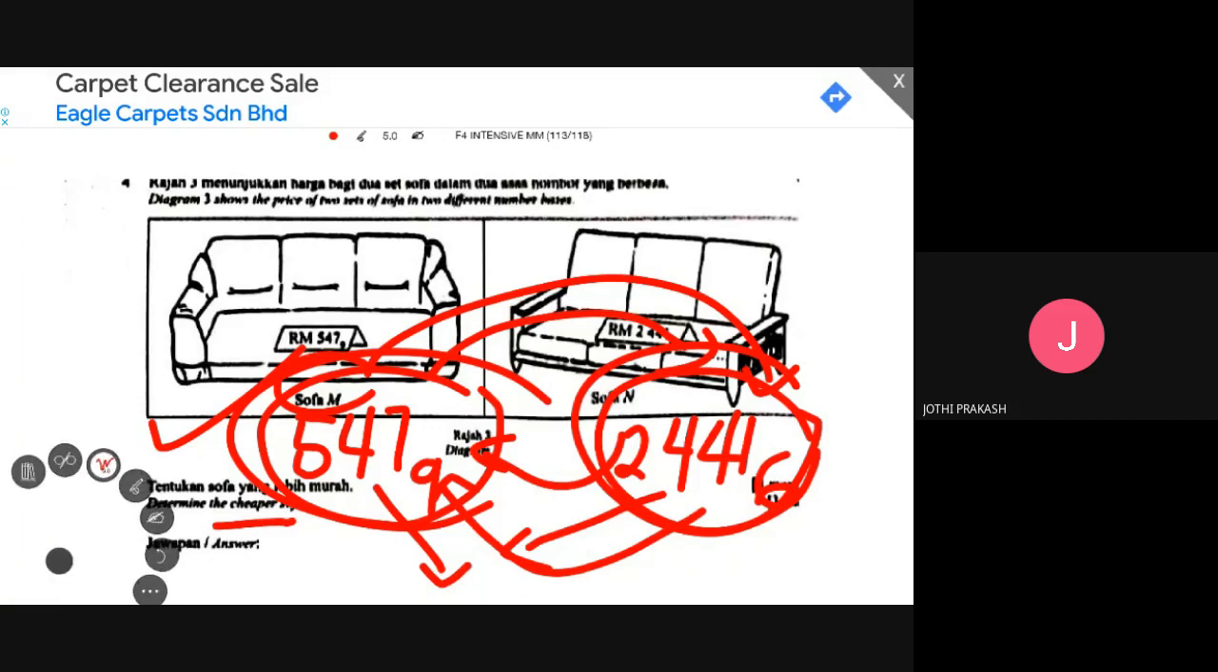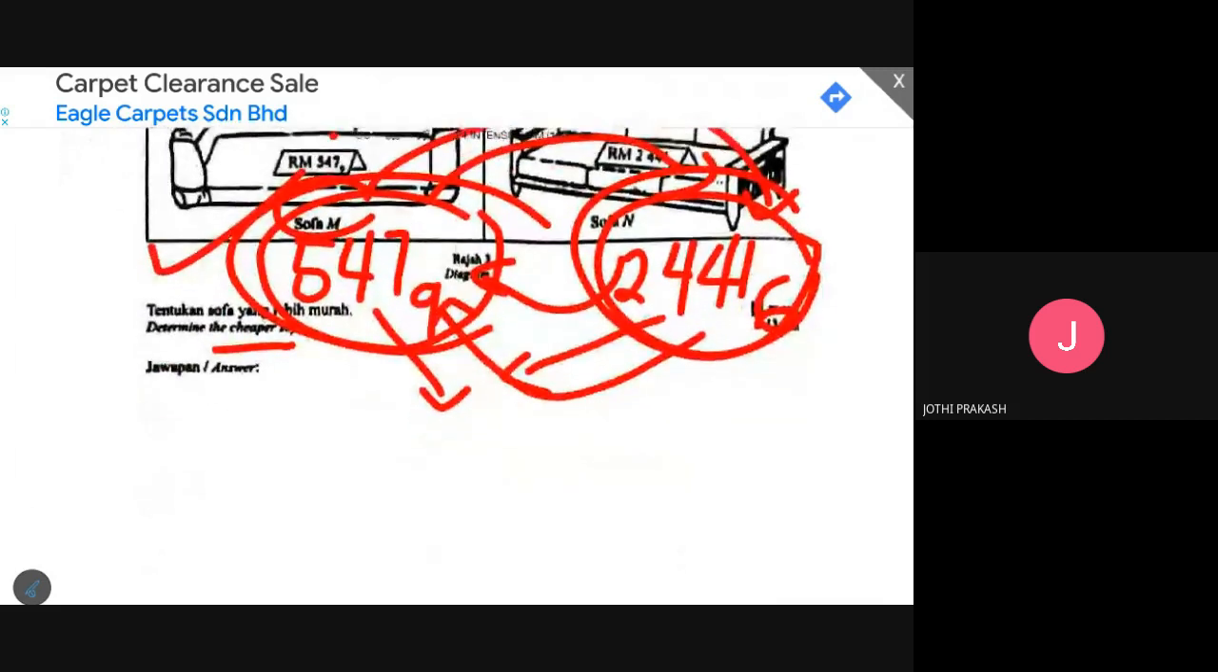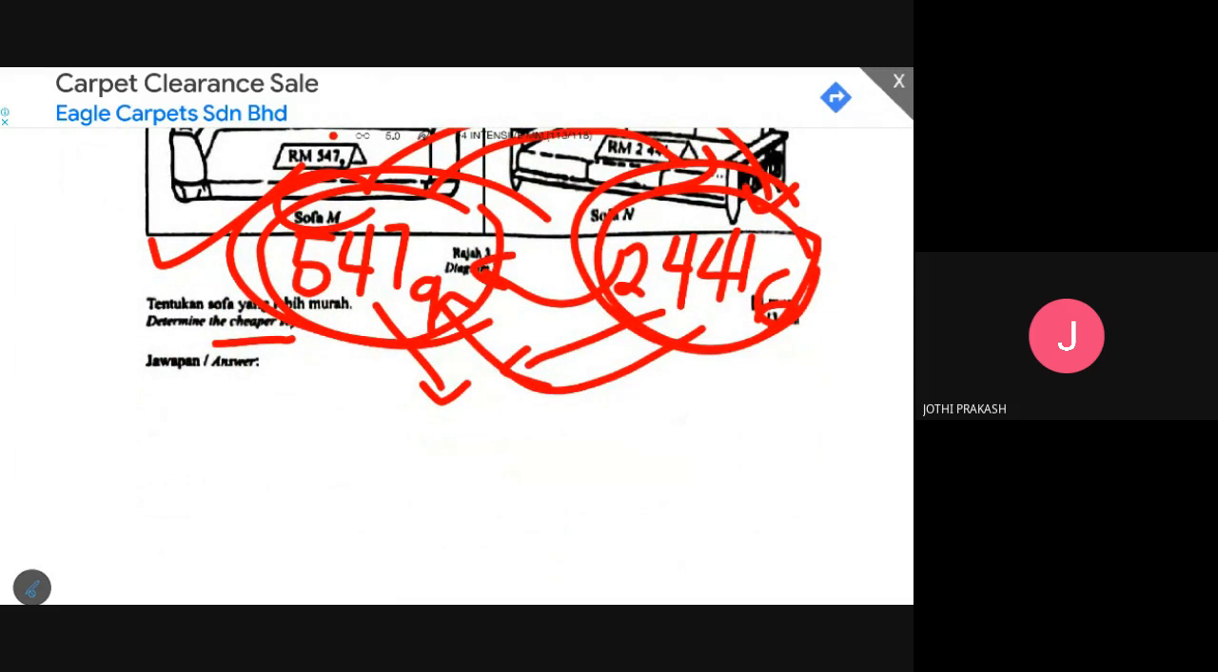So can you tell me guys, what is your answer? What is the cheapest so far? Okay, boleh bagi nilai tak, Afrika? Nilai yang kamu dapat dalam asas 10. What is the value for sofa M? 448, yes, correct. How about sofa N guys? What value did you get?